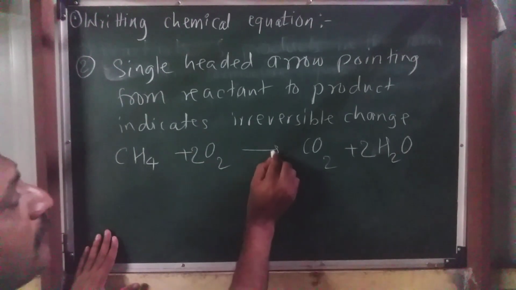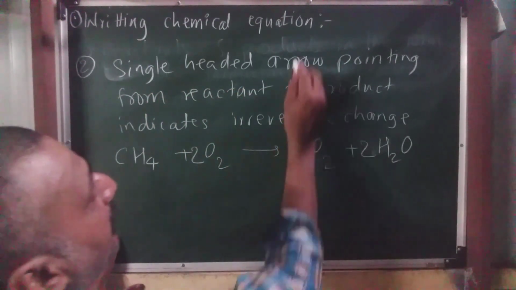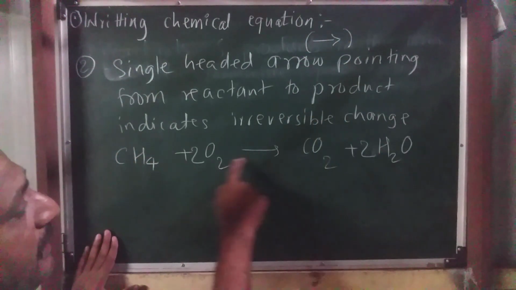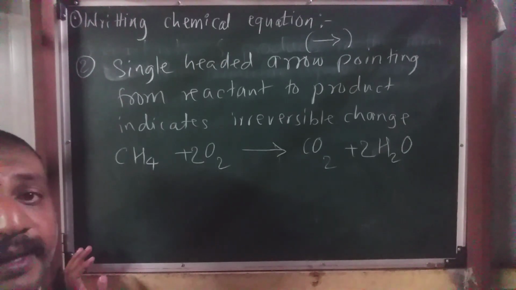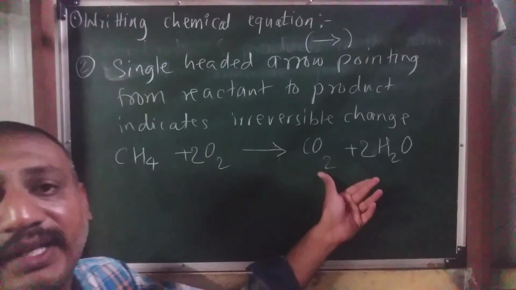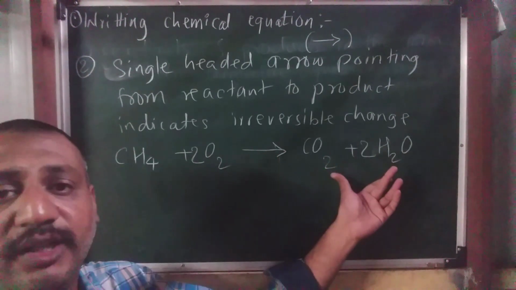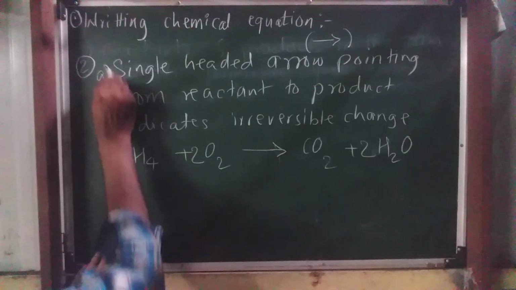So this arrow, what does it indicate? Here I wrote a single headed arrow. Single headed arrow, in bracket you should write this arrow, pointing from reactant towards the product. It indicates the irreversible reaction. Means what? Only the reactant gets converted into the product. Product can't reunite to form the reactant. Irreversible.